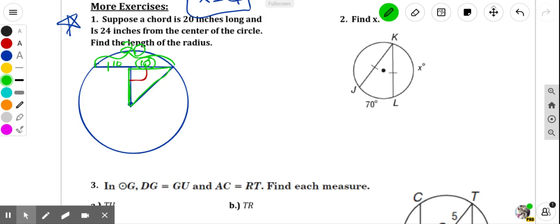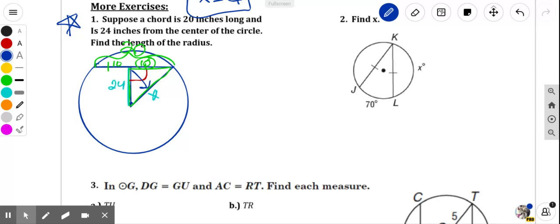Now, obviously mine is not drawn to scale. Don't worry about that. It doesn't really matter. So that's 24, this distance. And they're asking us to find the radius, so that's your x. So this is Pythagorean theorem. Remember that your c is your hypotenuse, which will always be the radius.